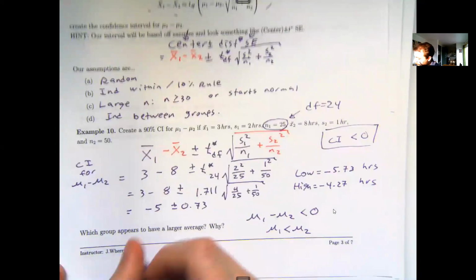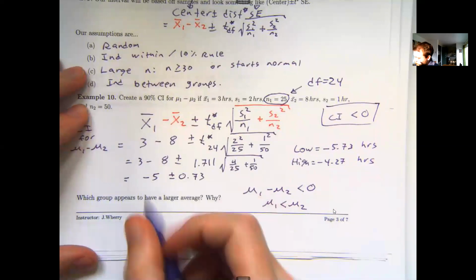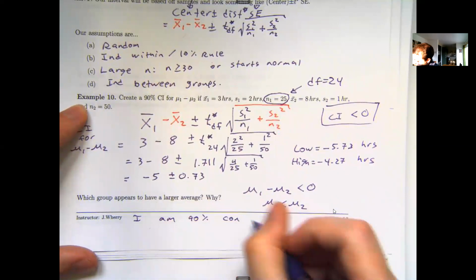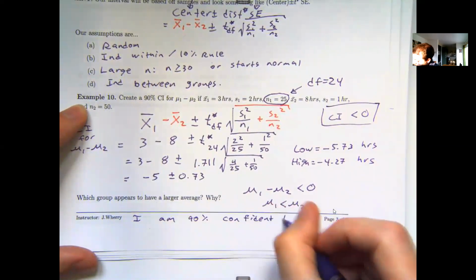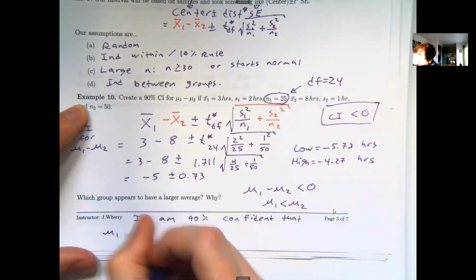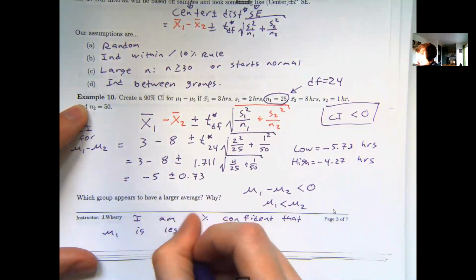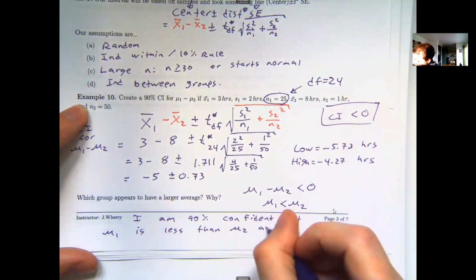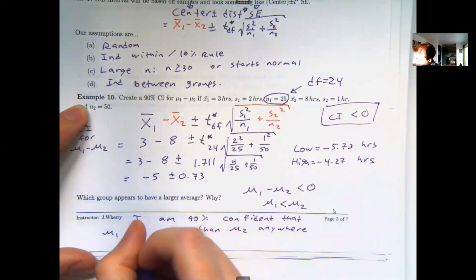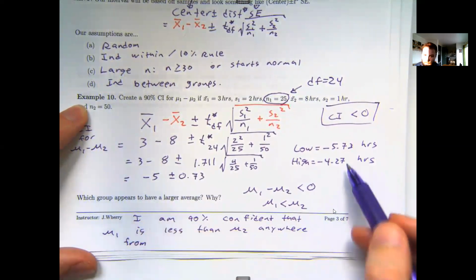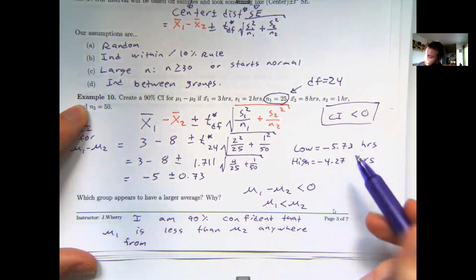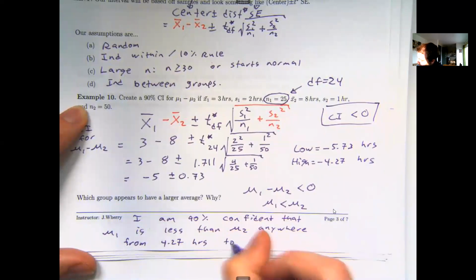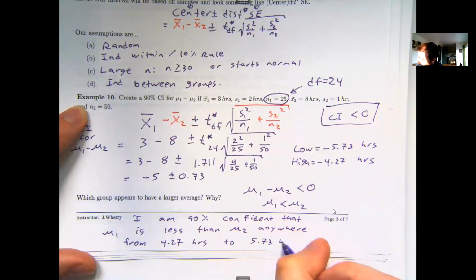Well, I would say something like I am 90% confident that mu1 is less than mu2 anywhere from, and the numbers here, this is telling me how much more and how much less. So anywhere from 4.27 hours all the way up to 5.73 hours.